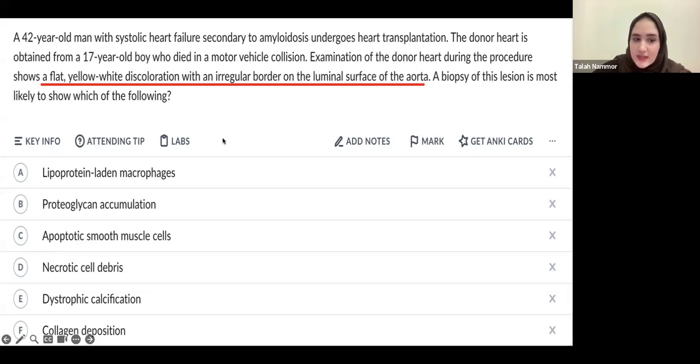So it's giving atherosclerosis, right? Because it's yellow. And the choices include dystrophic calcification or lipoprotein-laden macrophages. Okay, whoever said E? And whoever said A? I don't know. Okay, valid.